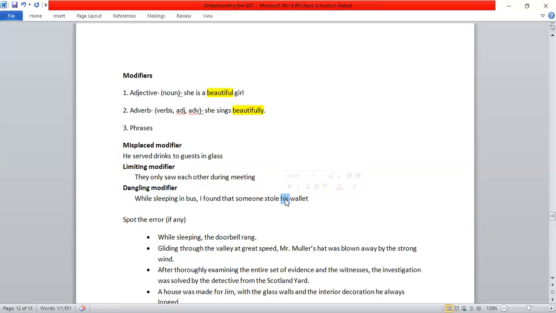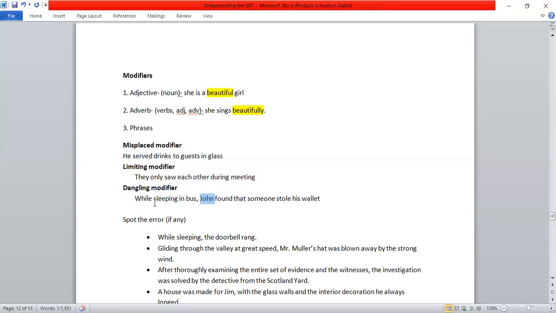Now, that's a possibility. But remember, in the pronoun rule, which we did earlier in one of the videos, I said that in order to use a particular pronoun like his, I need the he, I need who is there. Yeah, the person, the noun. So instead of putting a verb, I'll have to put this person as the subject. While sleeping in the bus, let's say John found that someone stole his wallet. A better sentence. Now I know who is sleeping in the bus.